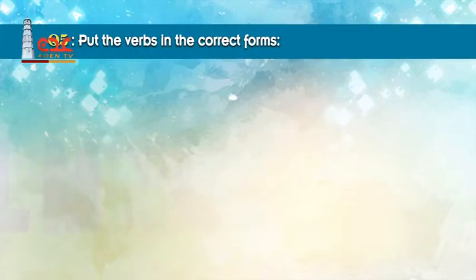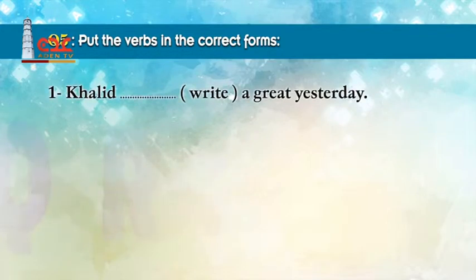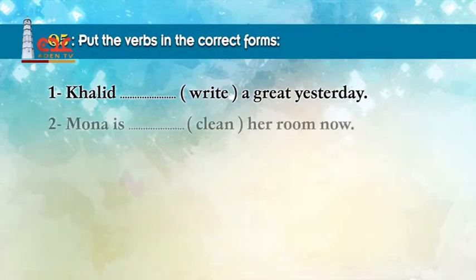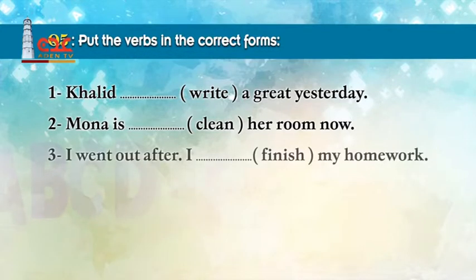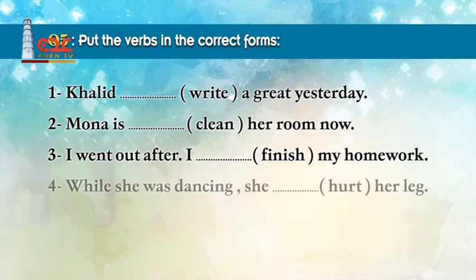Now look at the next question. Put the verbs in the correct forms. Number 1. Khalid, between the brackets, write a great poem yesterday. Number 2. Muna is, between the brackets, clean her room now. Number 3. I went out after the brackets, finish my homework. Number 4. Why she was dancing? She space the brackets hurt her leg.